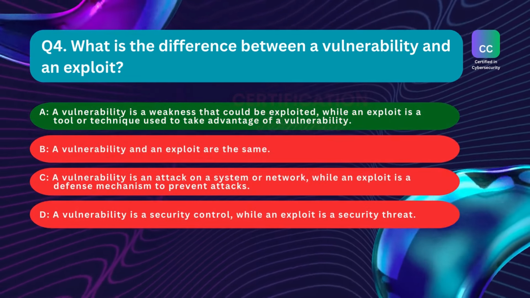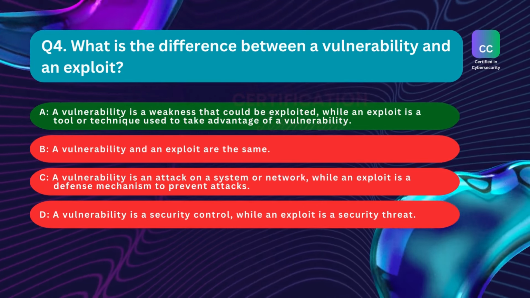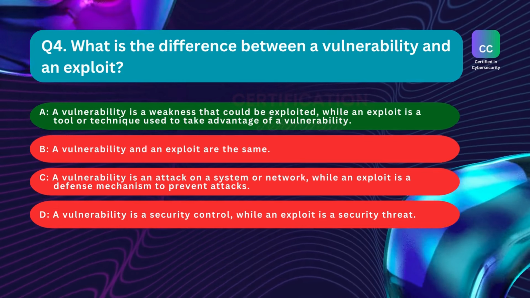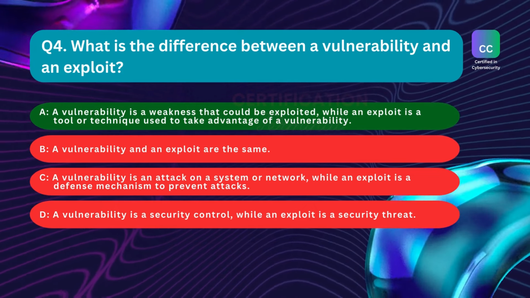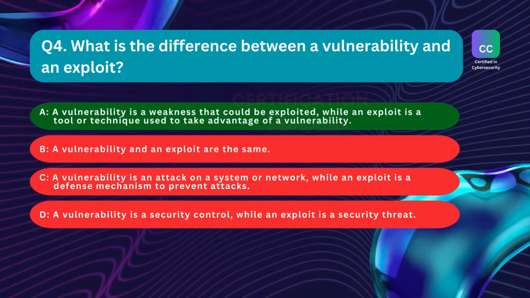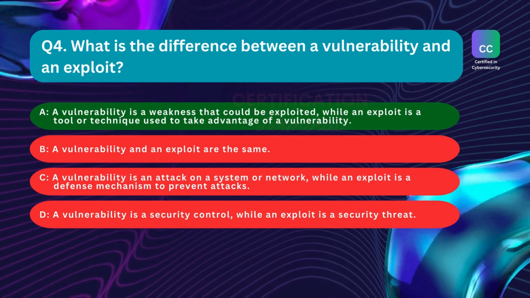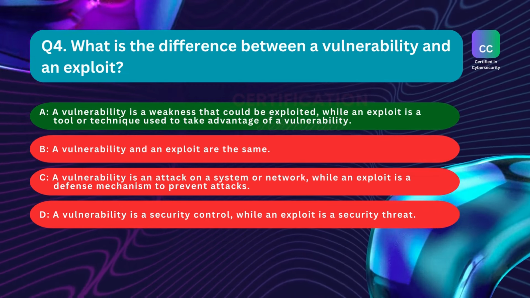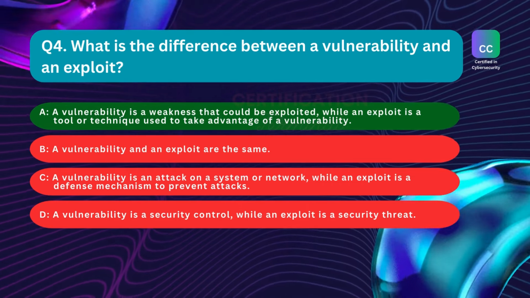A vulnerability is a weakness or flaw in a system, process, or application that can be exploited by a threat actor to gain unauthorized access or cause damage. An exploit, on the other hand, is a tool or technique used to take advantage of a vulnerability and launch an attack. Exploits are often used by hackers and other threat actors to gain unauthorized access, steal data, or cause damage to systems and networks.